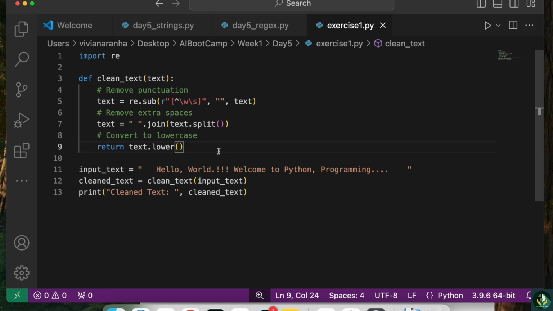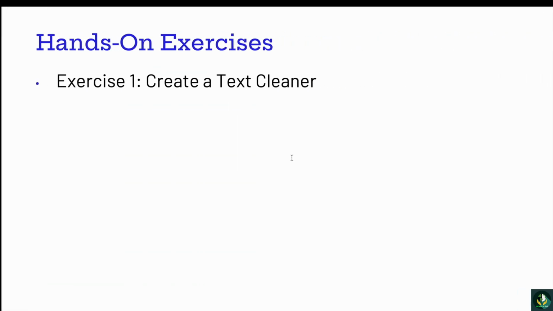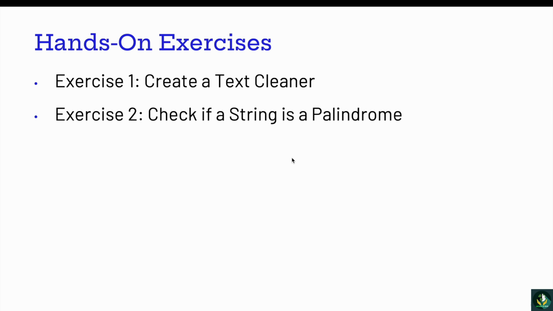Perfect. So the next thing that I want to do is exercise 2, which is to check if a string is a palindrome. A palindrome is a word, a phrase, or sequence that reads the same backward as well as forward. For example, madam, M-A-D-A-M, which reads the same from front or back. So that's a palindrome. Another example that I can give you is a sentence that says "A man, a plan, a canal, Panama." That is actually a palindrome because the other way it also reads the same thing.